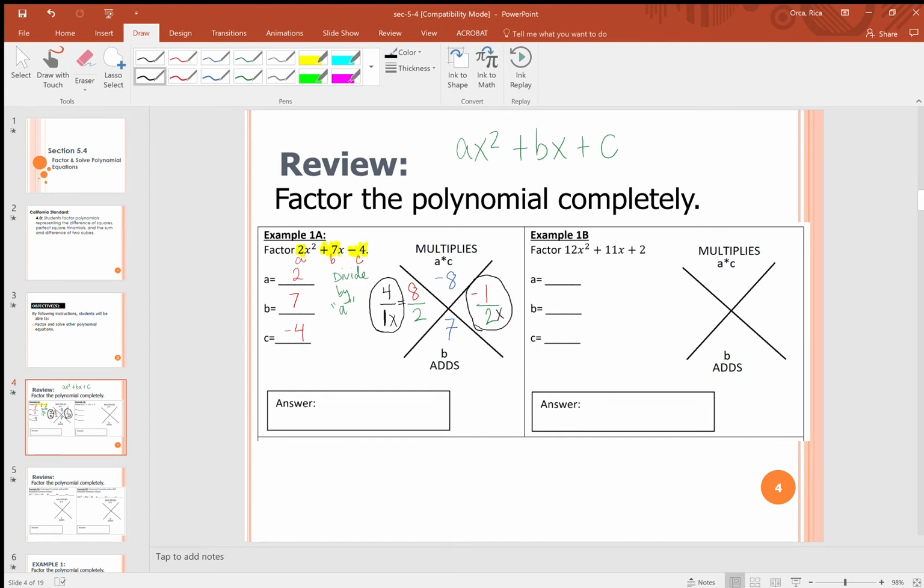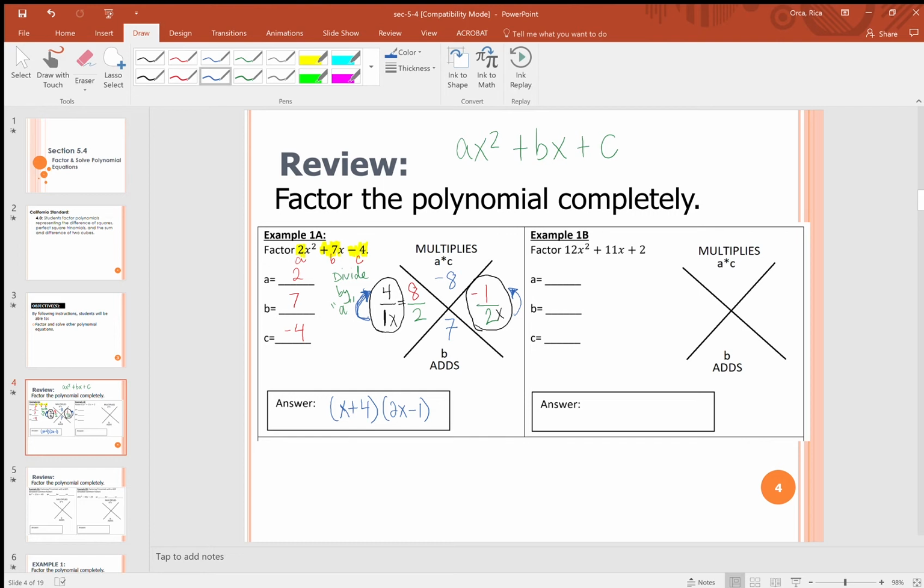Now we need to write out our factors from the bottom up. Our first factor is x plus 4. Our second factor is 2x minus 1. Once again, I wrote the factors from the bottom up. And that's how you factor 2x squared plus 7x minus 4.